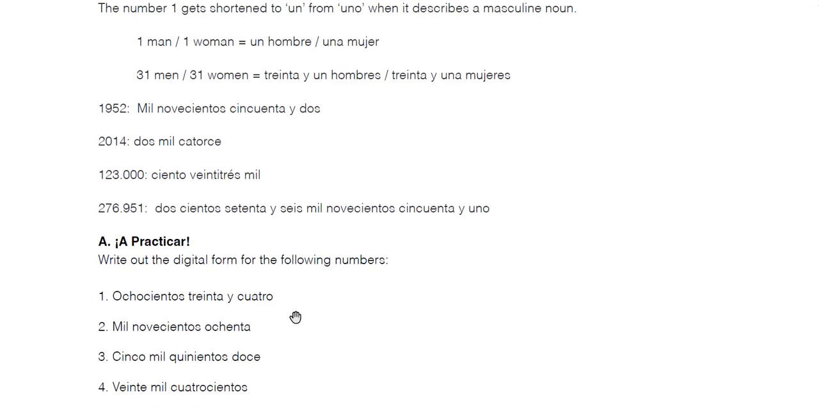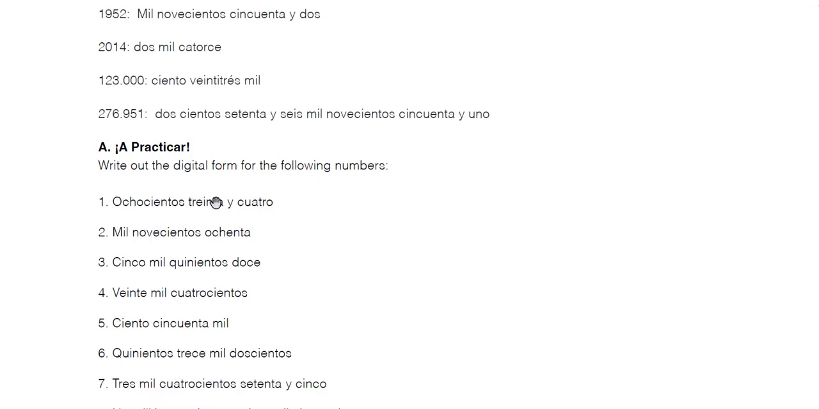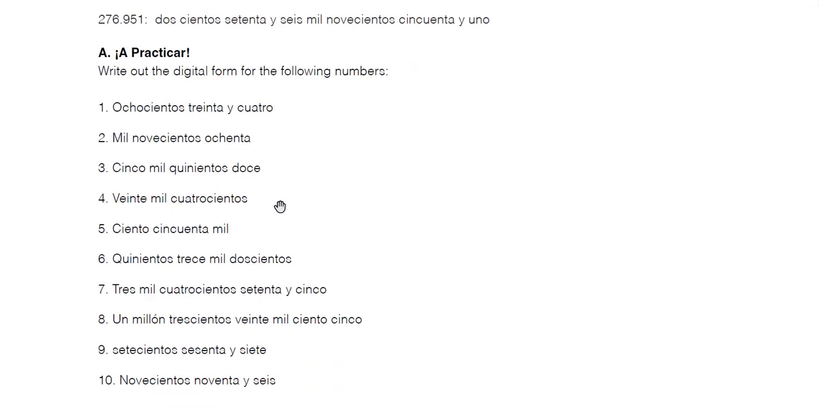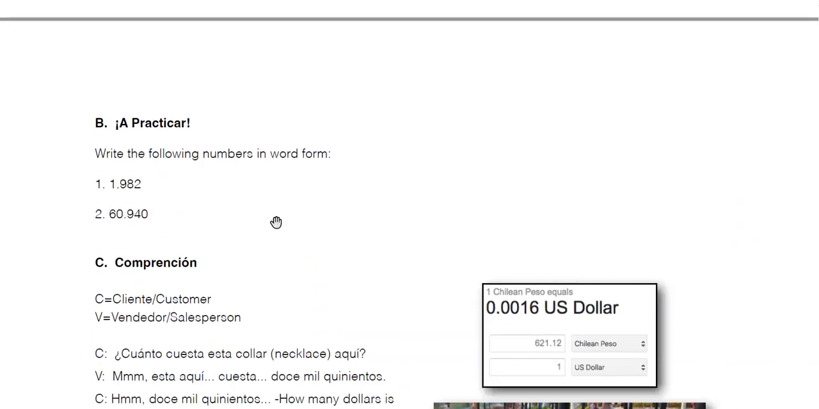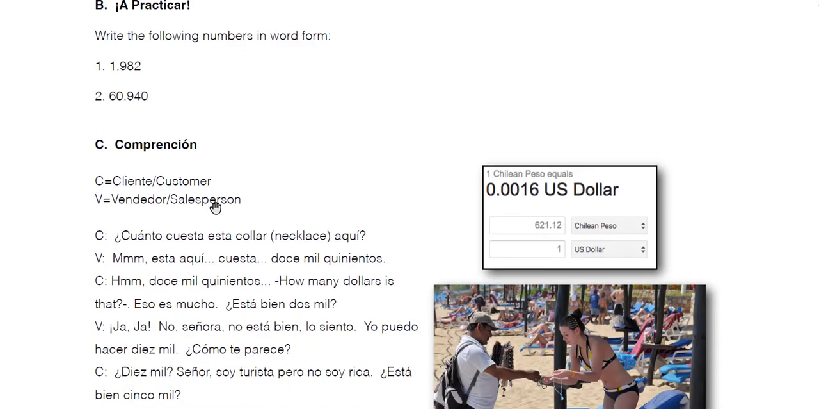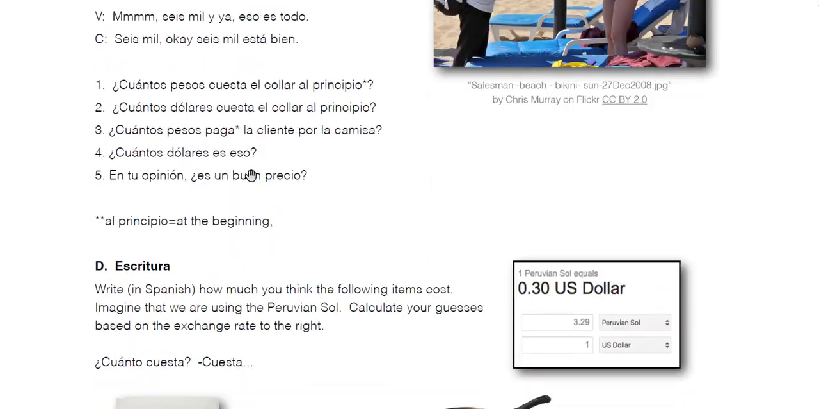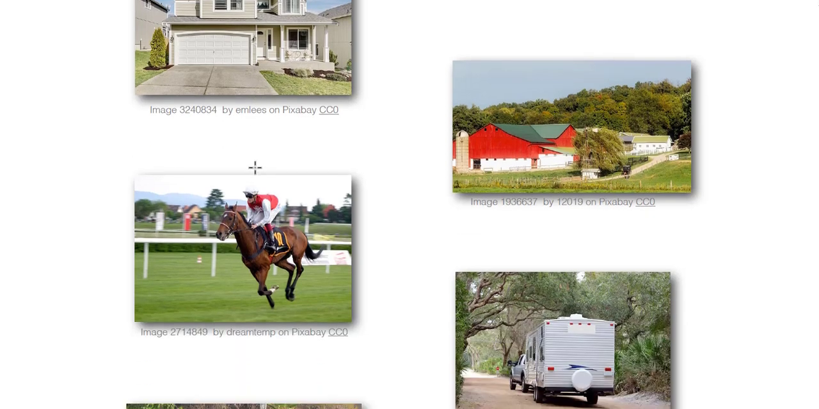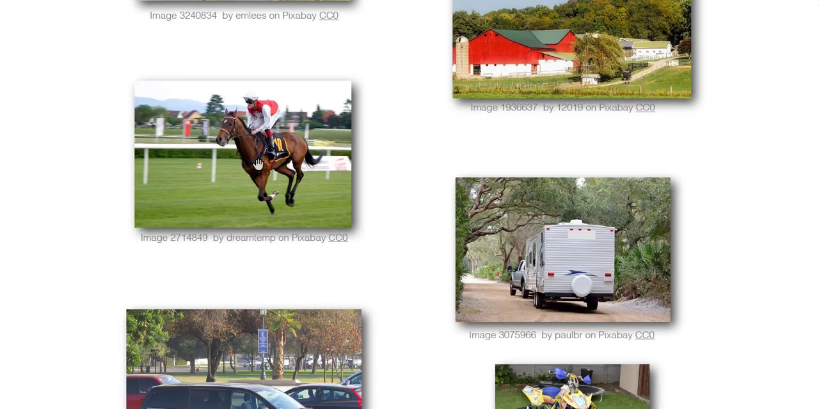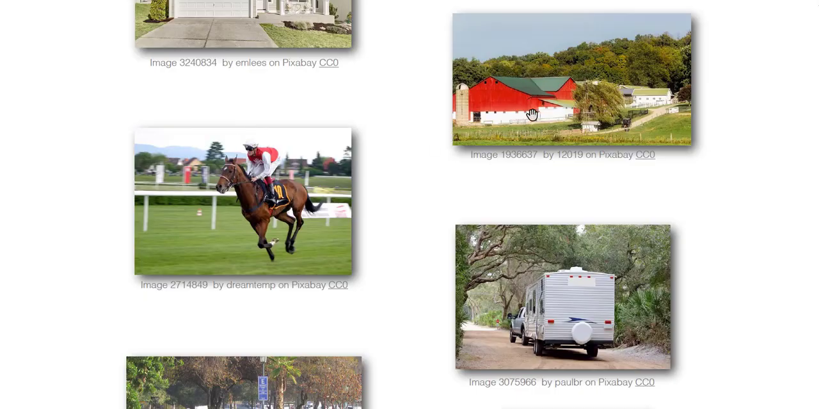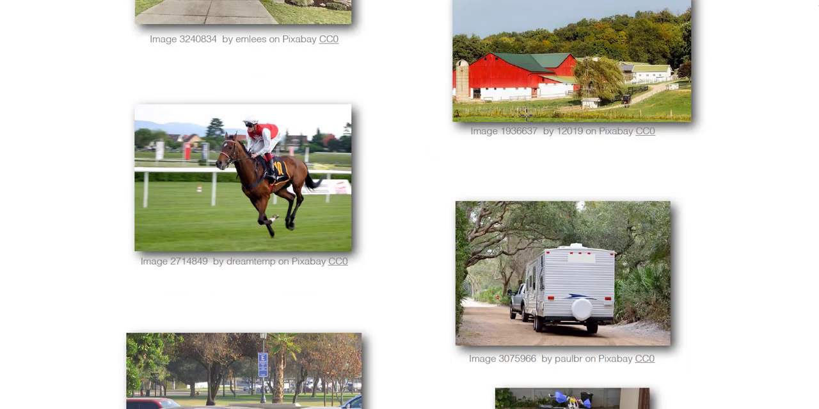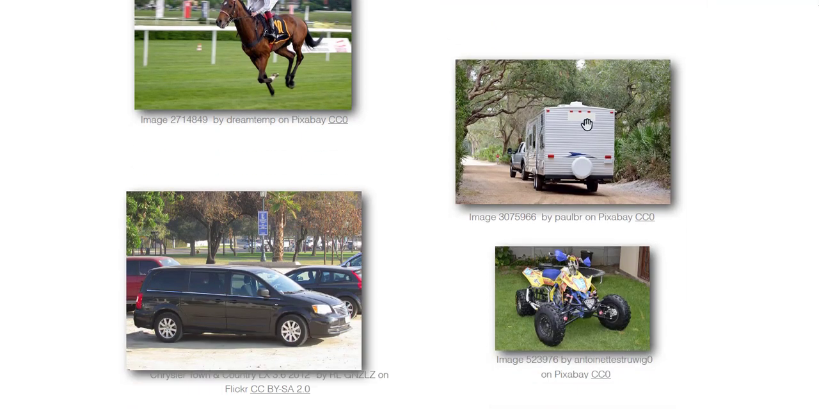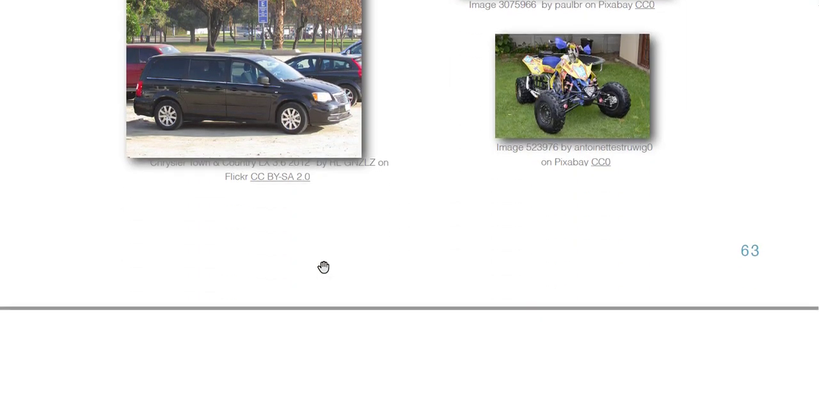Okay. And to practice, we're going to write out the digital form of these numbers. All right, so that'll be some of your homework. You've got a couple of numbers where you're going to write out the word form for the numbers. Some reading comprehension, and then guessing prices. So you're going to do a little research. You can kind of quickly Google the cost of some of these things, like a racing horse or a farm. How much does a farm cost nowadays? Probably a lot. Camper trailer, a quad, minivan, stuff like that.